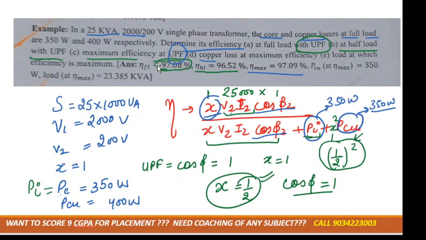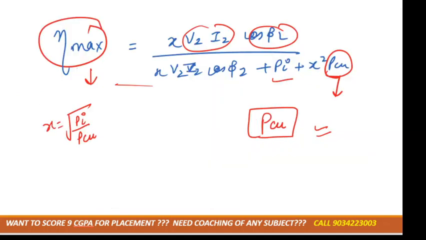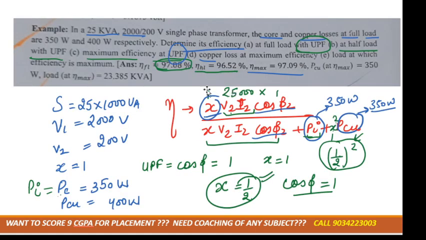Next, they are asking the load at which efficiency is maximum. They are simply asking the x value. We already calculated that, x is equal to root of Pi by PCU. We already know PCU, we can substitute it. Then we'll get the load at which efficiency is maximum. And if they want us to calculate the power, we can also calculate the power. Clear this question?